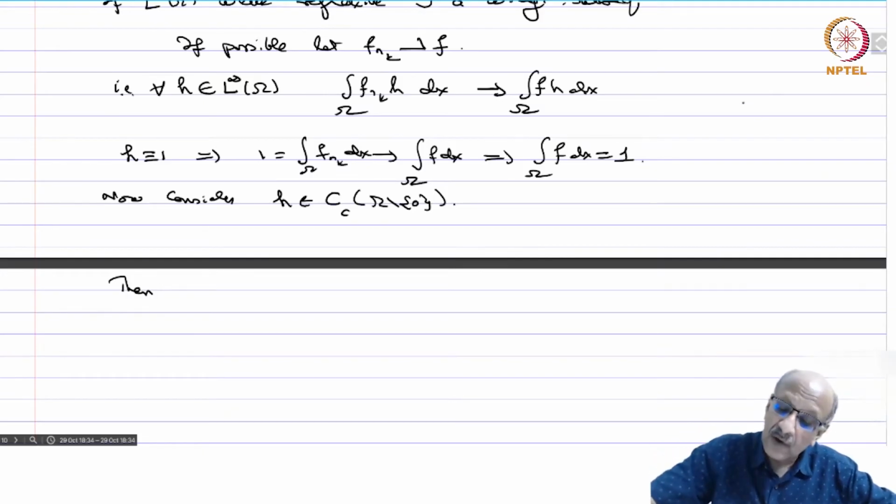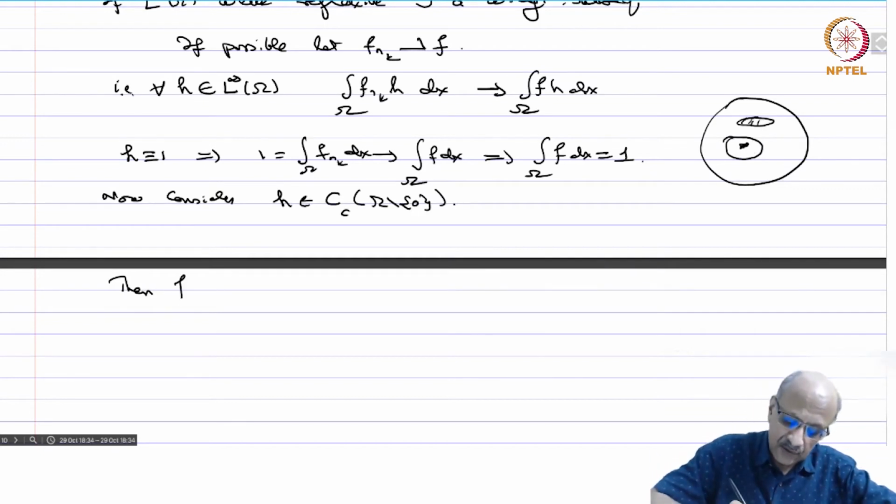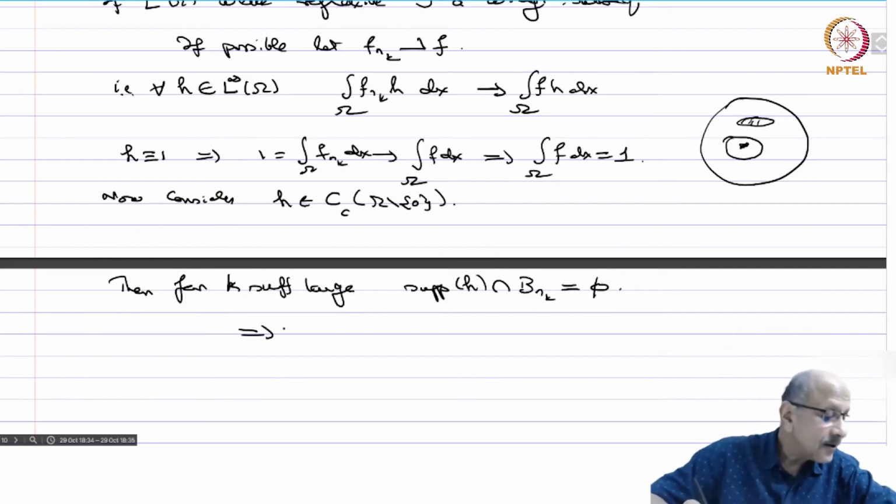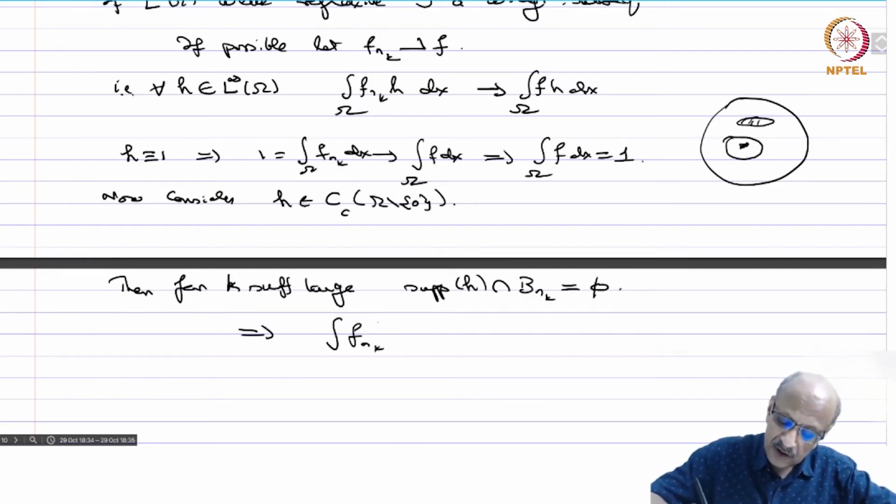Then so what do you have? You have omega, whereas the origin is here, and then you have omega minus 0, so we have removed this point, and therefore you have a function which has compact support outside this. So if n is sufficiently large, then the Bn and this support will not intersect. Then for k sufficiently large, the support of h intersection B_nk will be empty. So this implies that the integral of f_nk h over omega equals 0, and this implies therefore the integral of fh over omega equals 0.